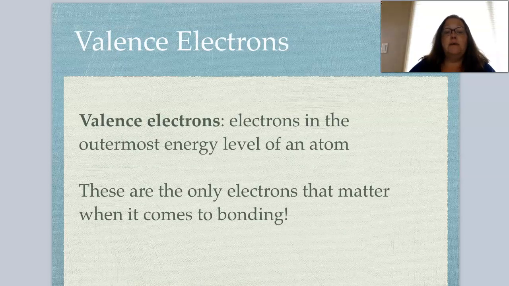So we've already talked about valence electrons in the past. Hopefully you already have this in your notes. Valence electrons are those electrons in the outermost energy level of an atom, and these are the only electrons that we care about when it comes to bonding. All of those in the lower rings closer to the nucleus don't really matter. Those play a role in the properties that an atom has, but not in their bonding.